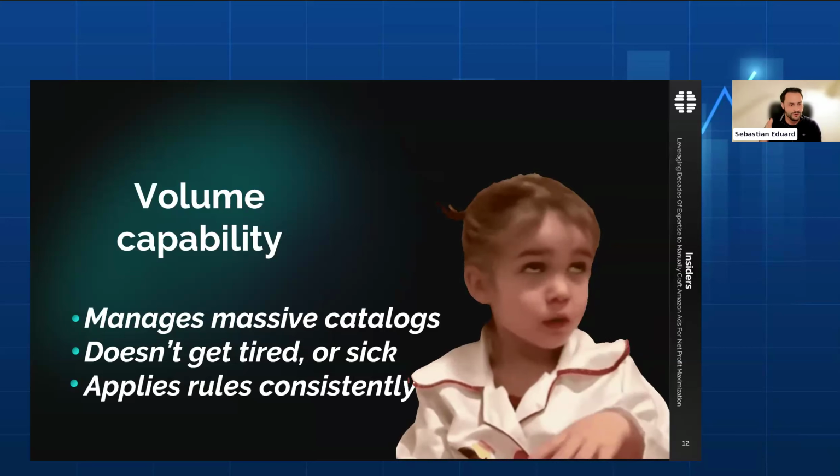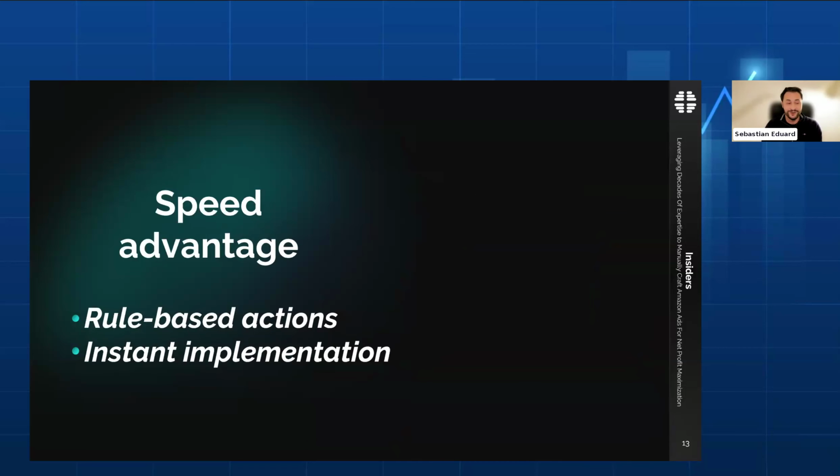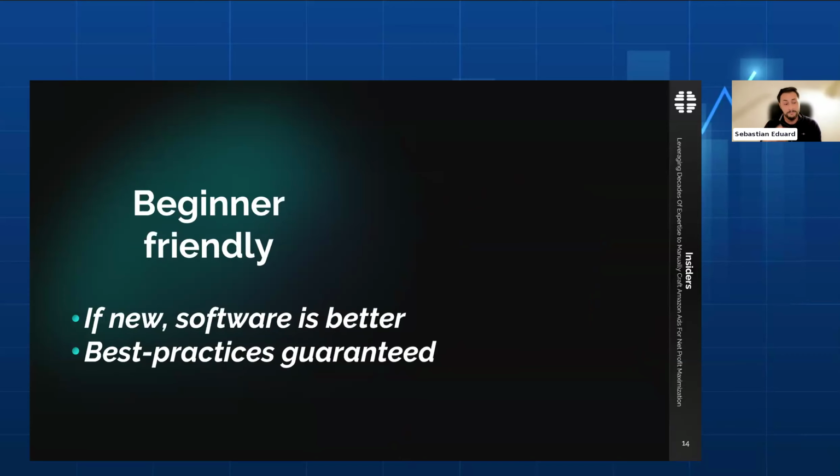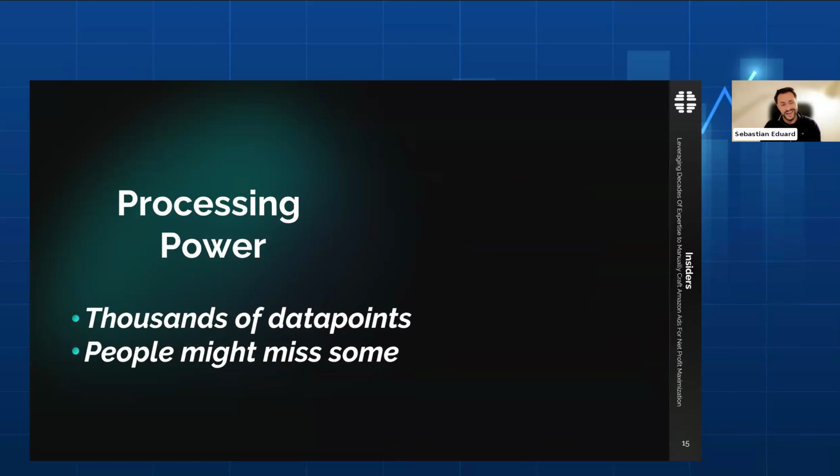It just applies rules constantly. Speed here has a genuine advantage. For example, in search term negation, there is a classic example where software pauses search terms faster than any human could. But if your Amazon PPC knowledge is limited, any of the top 5 tools out there will outperform your manual work. The algorithms already incorporate best practices that inexperienced managers just might miss. AI tools can now analyze patterns across thousands of data points simultaneously that humans might miss, right? So guys, these are software advantages that are legitimate and explain why software grew so much in the past years.